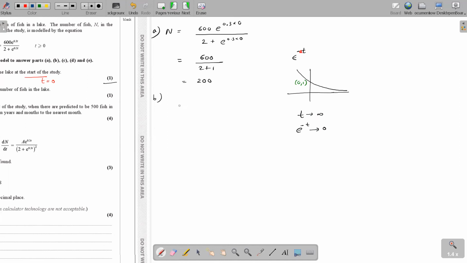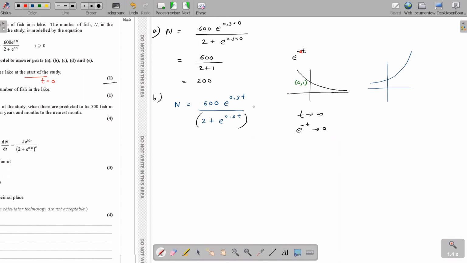So what I do here is convert this function. Now I have n equals 600 e to the power 0.3t over 2 plus e to the power 0.3t. This is what I have, right? So you can see here I don't have any negative exponentials. My e to the powers are all positive. So what I do here is, because I want to send time to infinity, but I can't do it with e to the power positive t. With e to the power positive t, when time goes to infinity, the value is really large. So I can't work with that.